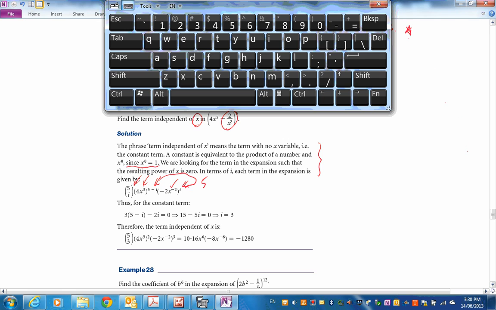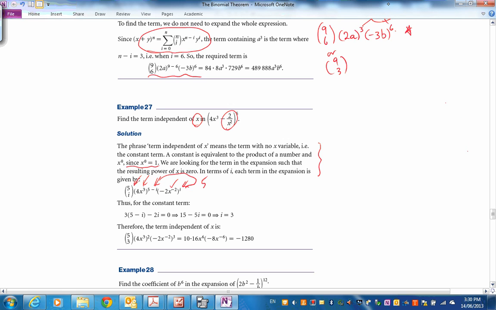Now, if you're having a constant term, we know that the overall power of x, that first x is going to be x cubed to the 5 take i, and this other one is going to be x to the neg 2i. So the sum of those, if you don't want any x's, has to equal 0 over here. So constructing a term, this is getting a bit hard now, so therefore i must be 3.